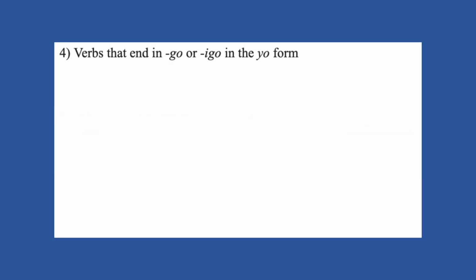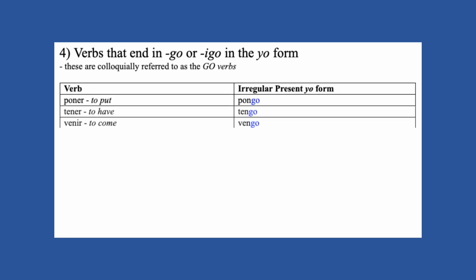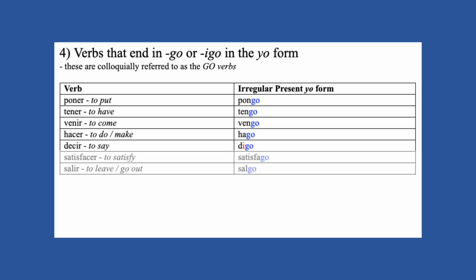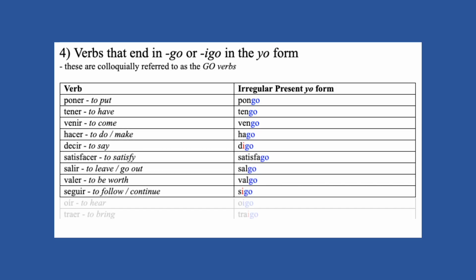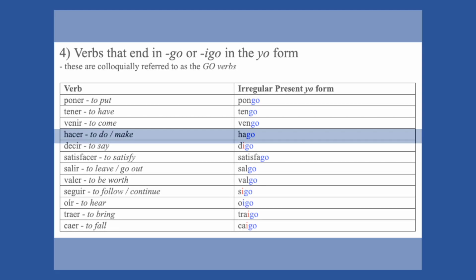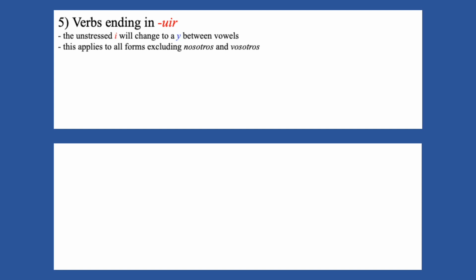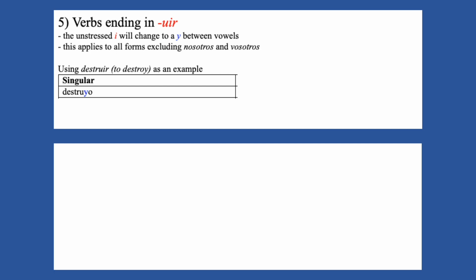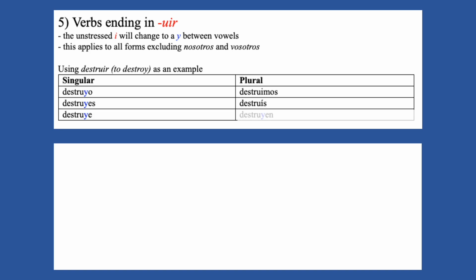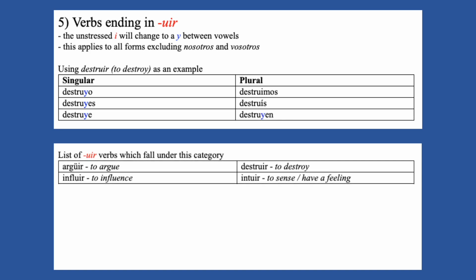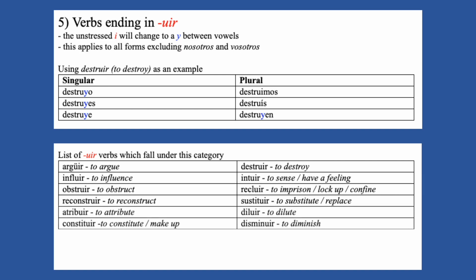We have what are colloquially referred to as the go verbs because they end in -go or -igo in the first person singular form. For verbs ending in -uir, the unstressed I will change to a Y in between vowels, so this applies to all forms except nosotros and vosotros. For destruir we have destruyo, destruyes, destruye, destruimos, destruís, destruyen. And these are also weird verbs, which follow the same pattern.